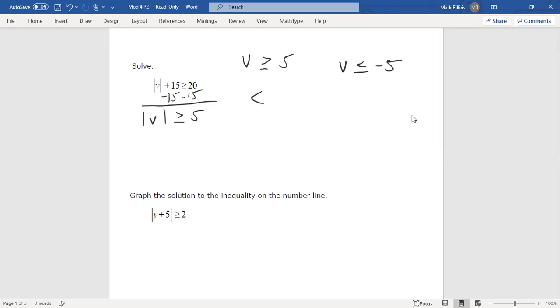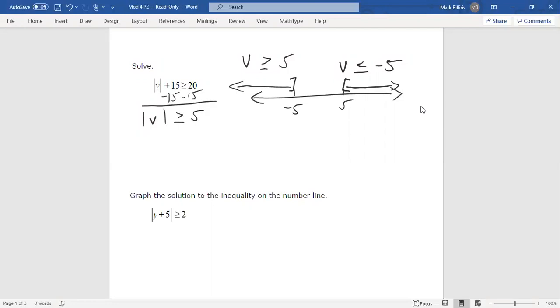So if we're going to put this on a number line, we have our boundaries at 5 and negative 5. The values that are greater than or equal to 5 are to the right. And remember, because it's or equal to, we use bracket instead of parenthesis. And the other one is v is less than or equal to negative 5, so less than is to the left. And again, because it includes negative 5, we use a bracket.